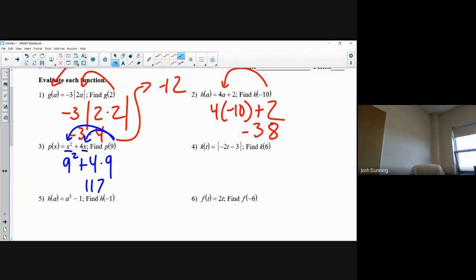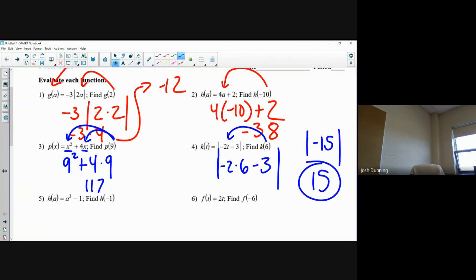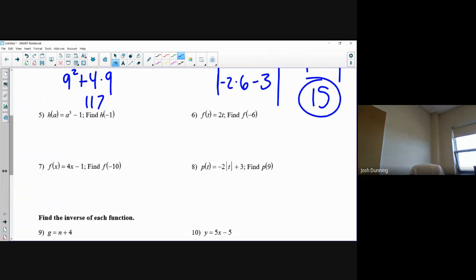Again, you can just use your calculator. 4. Put the 6 in. Negative 2 times 6 is negative 12. Negative 12 minus 3 more is negative 15. The absolute value of negative 15 is 15. You put negative 1 in, and you can just type that in, you get negative 2.